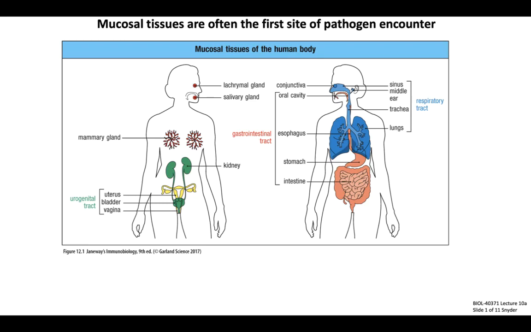Mucosal surfaces are defined as epithelial surfaces that secrete various forms of mucus, which are basically any epithelial barrier other than the skin. Mucus serves as an additional physical barrier by trapping non-motile microbes, which helps restrict their access to epithelial cells for infection. Mucus also contains molecules like antimicrobial peptides that can also help kill invading microbes.